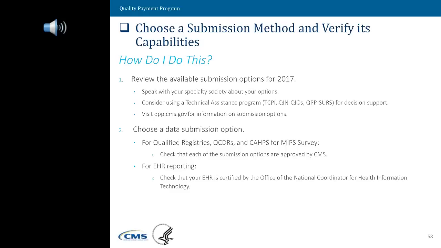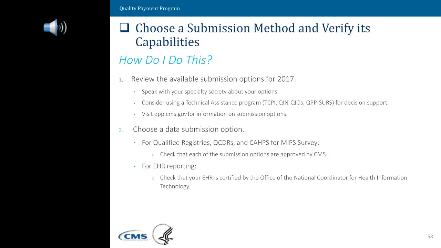As was mentioned earlier, depending on whether you're participating as an individual or as a group, our submission methods for MIPS include claims, attestation, qualified registries, qualified clinical data registries, electronic health records, and for groups of 25 or more, the CMS web interface and the CAHPS for MIPS survey. So in making this determination, it's very reasonable to speak with your specialty society or to get additional help through one of our technical assistance contractors. You don't have to make these decisions on your own. We have a list of technical assistance that's currently available on our website. As was mentioned earlier, you can visit qpp.cms.gov for information on your submission options, as well as information about using our technical assistance program for decision support.